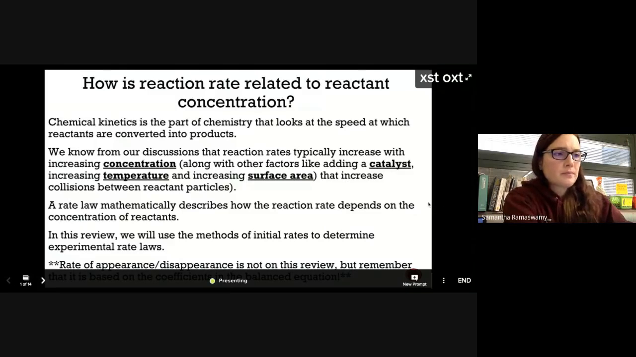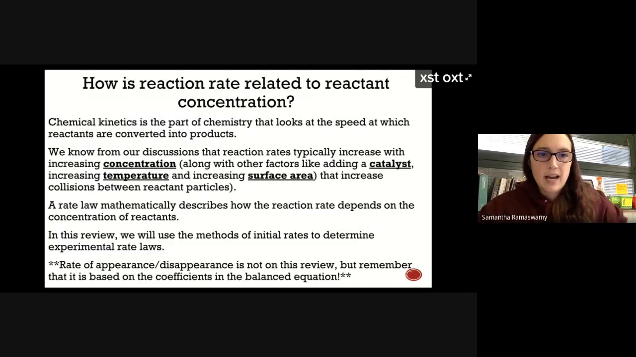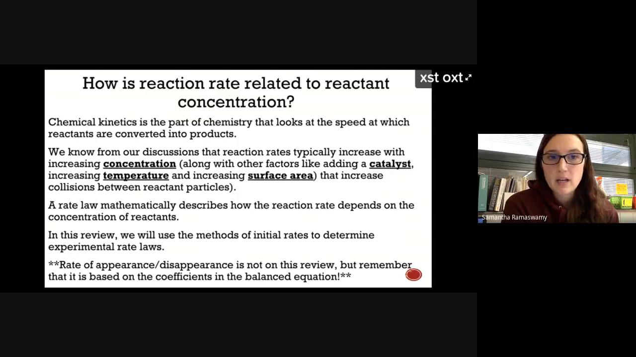So for the first part of this, and there's no question on this slide, but to review what affects rate. Remember that kinetics is how fast reactions occur, so the speed at which reactants are converted to products. We talked on Thursday how we can change concentration, add a catalyst, change temperature, or change surface area. Anything that affects collisions between the reactant particles will affect the rate of reaction.